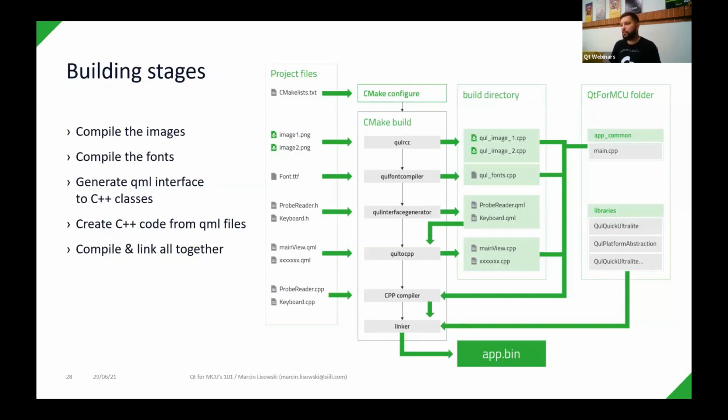And finally, all of those auto-generated C++ files, so the bitmaps with the arrays of bytes for the images, for the fonts, the C++ files after QML conversion, together with your C++ files, are compiled and linked to the final binary. So this is how Qt for MCUs prepares and then compiles all of the things for the host.